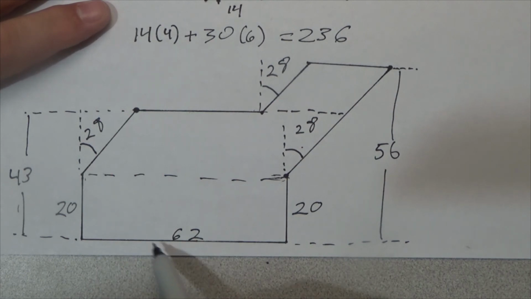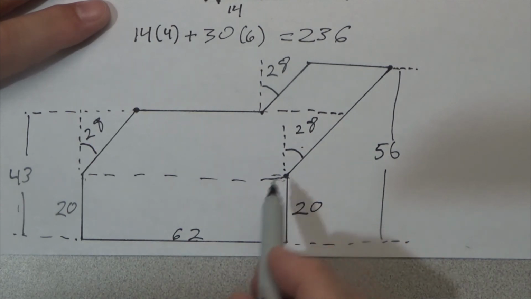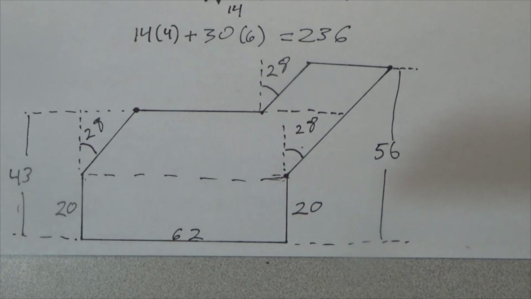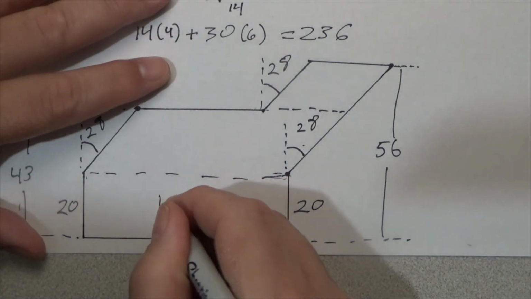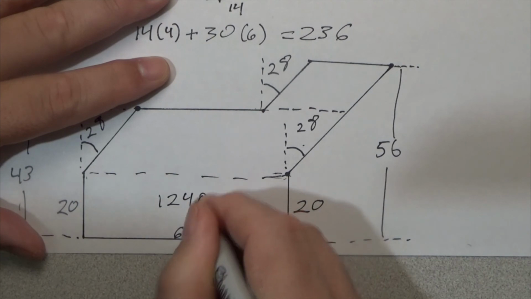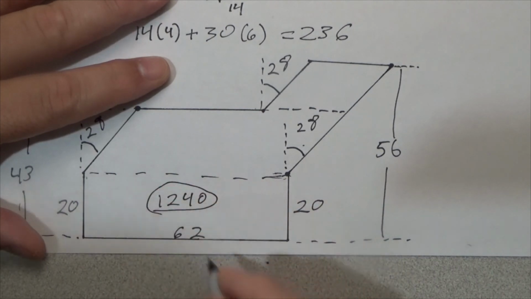Okay, so I can figure this rectangle out pretty quickly. I've got 62 here and 20 here. So that distance would be, I should be able to do that in my head. You got to multiply, not add. 62 times 20. So 1240 for this part right here so far.